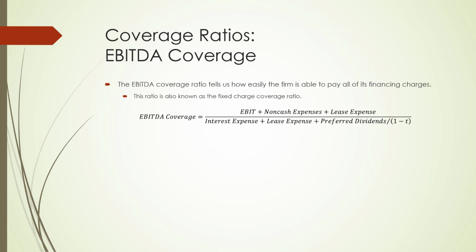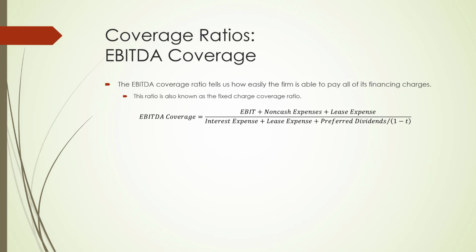Lease expense is also a financing charge, but you might ask, well, why is lease expense in the numerator and in the denominator? Well, first of all, if we were multiplying, it would cancel out. We're not multiplying, though, we're adding. The reason we add lease expense back in the numerator is because it was subtracted out in the calculation of EBIT, and it's one of the expenses that we want to cover. So we need to have it in the denominator, and in order to make a fair comparison, we have to add it back in the numerator.